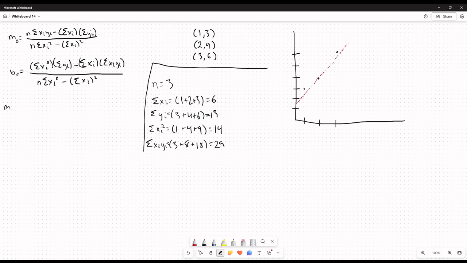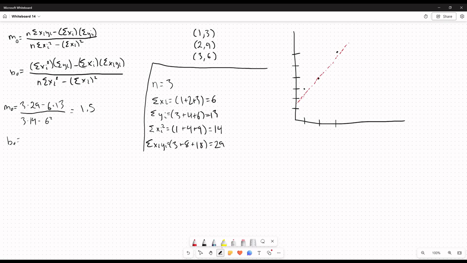My m0 value, the slope that I want, is going to be 3 times 29 minus 6 times 13 over 3 times 14 minus 36, 6 squared, I should say. And I put that in a calculator and I got 1.5. So that's going to be our slope.